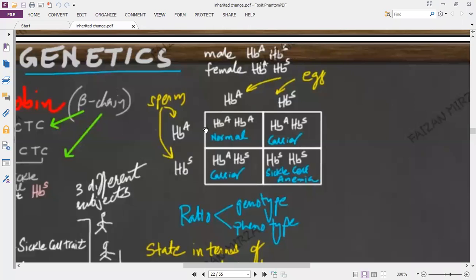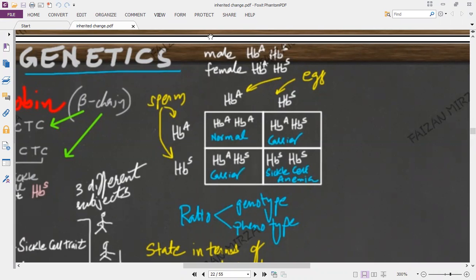If two carriers are crossed, for example HbA HbS and HbA HbS, male and female crossed together, you can see that there is a normal individual with normal hemoglobin, sickle cell carriers, and the sickle cell anemia individual. So 1:2:1 will be your ratio here. There's a 25% chance of a normal individual, and not just male or female either, because it's not a sex-linked trait. There's a 25% chance that the person could have sickle cell anemia, or a 50% chance that the individual will be a carrier for this trait.